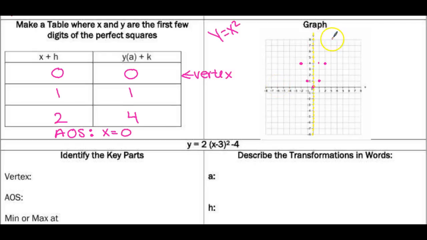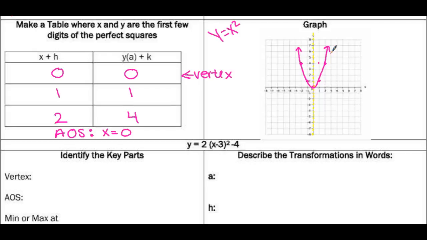Up here, it would be off the graph. At 9 for 3, it would also be 3 units and negative 3, 9. Connect your points, draw in your parabola, and put your arrows facing up.